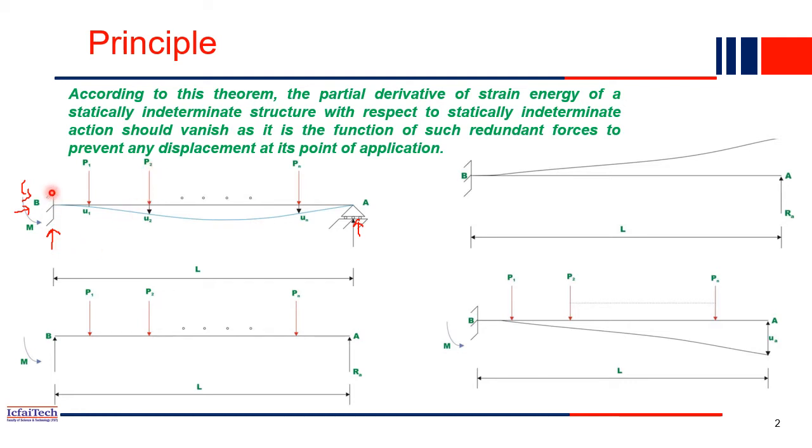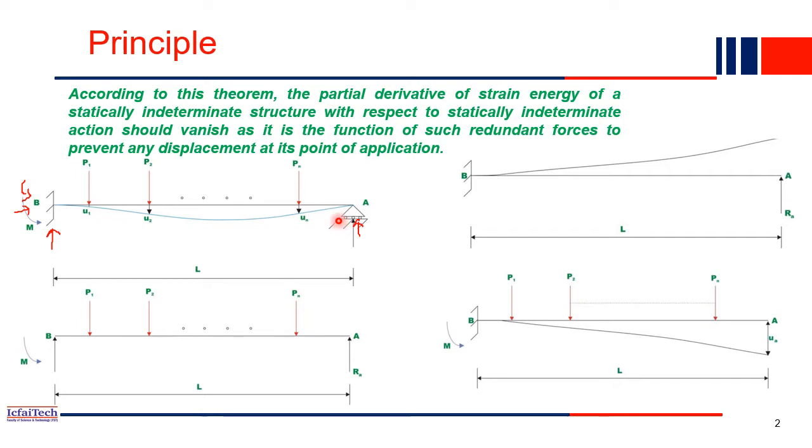So let's consider a beam. This is a propped cantilever, which is actually an indeterminate beam, and multiple loads are acting, P1, P2, P3, Pn, and so on, many loads may be acting. Because of the application of the load, the beam will deflect. So this is the deflected shape of the beam.